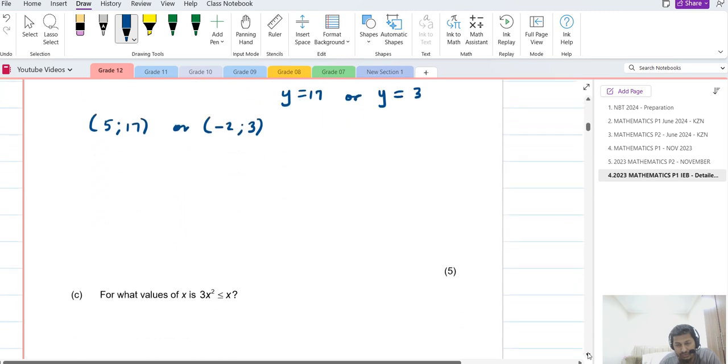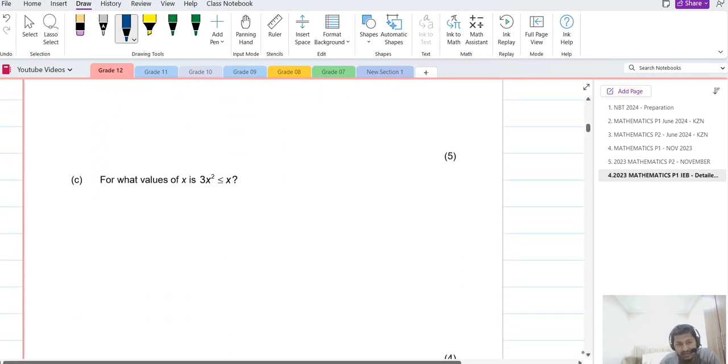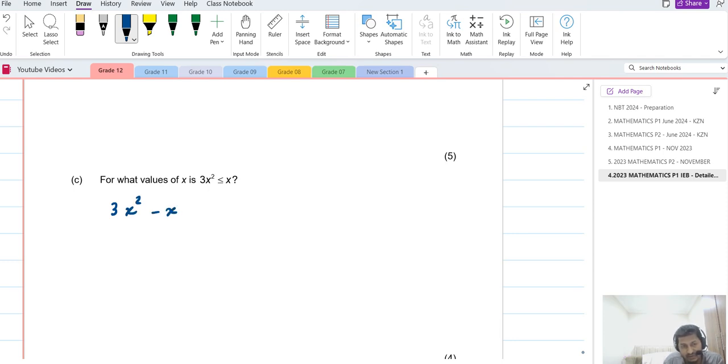Continuing over to the next question, for what values of x is 3x squared less than or equal to x? So we bring the x over and write it in standard form. Please don't try to cancel the x's on both sides and simplify, because then you will lose a solution. So 3x squared minus x is less than or equal to 0. We take out x as a common factor. We are left with x times 3x minus 1 less than or equal to 0.